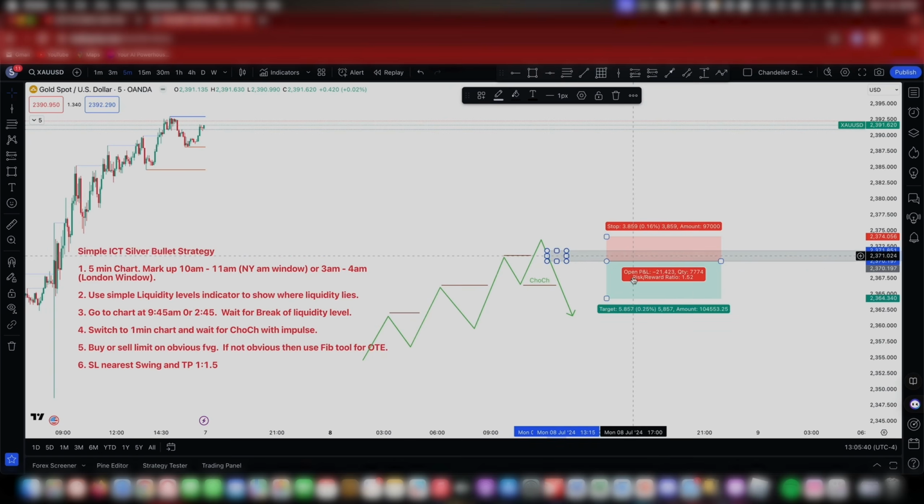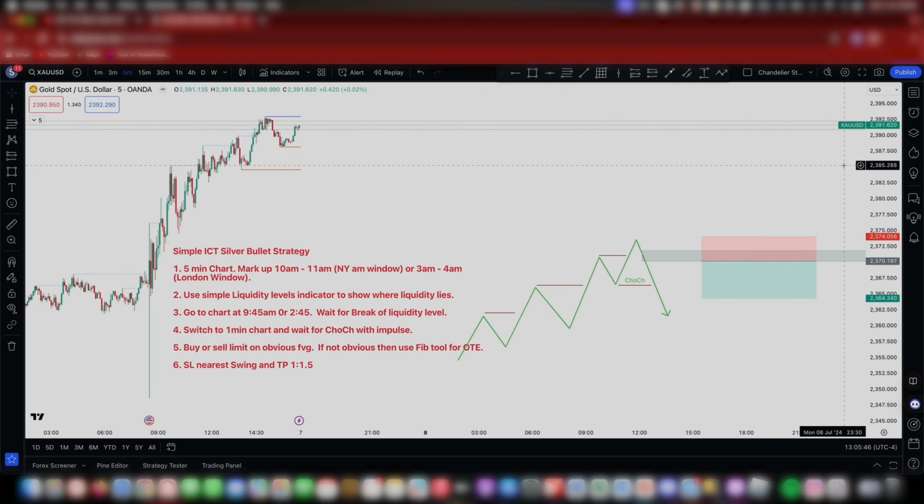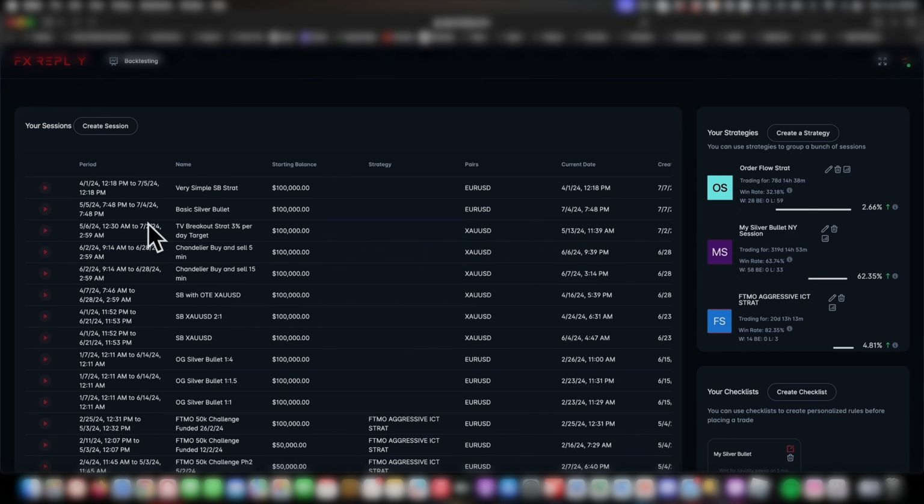Then you're setting your FVG, you're setting your position, and you're taking your trade, okay? So that's the rules, guys. If you want to take a quick screenshot of that, then do that now. And now I'm going to jump over to FX Replay so we can show you guys a few of these in action. Okay, so I've already set up the session here.